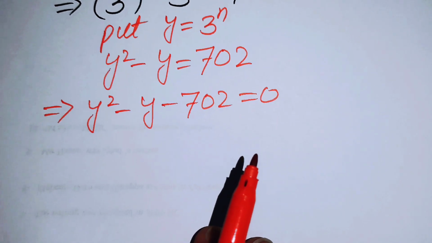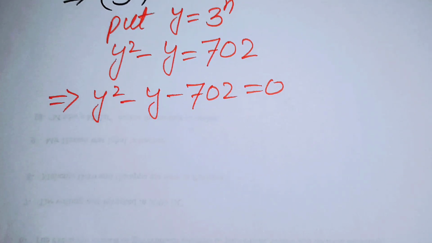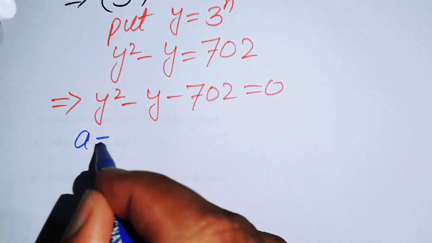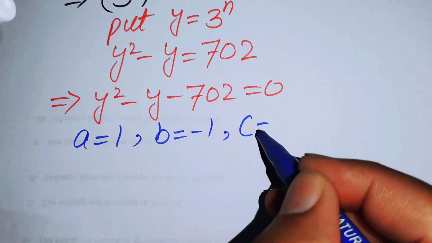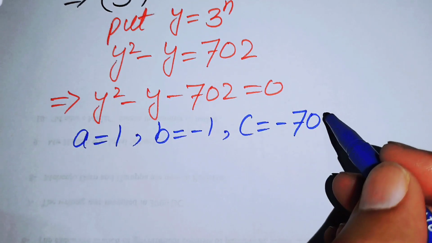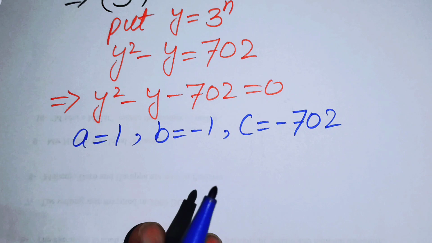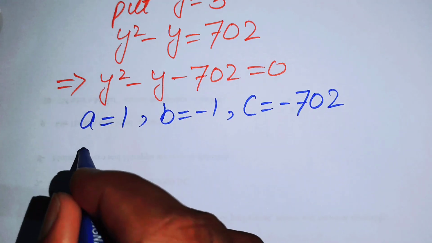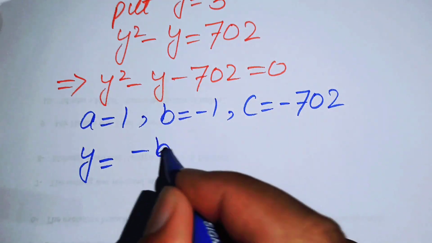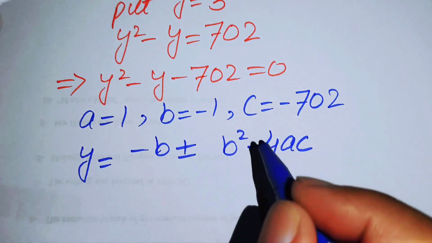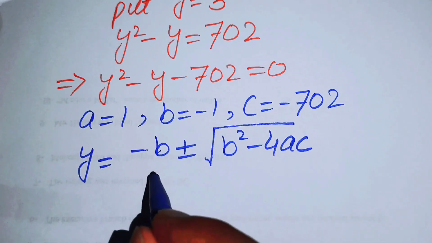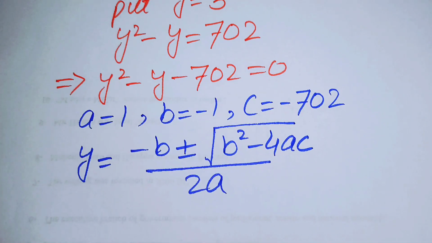You can find the factors of this equation, or you can apply the quadratic formula, and I prefer to apply the quadratic formula here. So here we have the value of a is 1, b is minus 1, and c is minus 702. And the quadratic formula is y is equal to minus b plus minus the square root of b squared minus 4ac, over 2a.